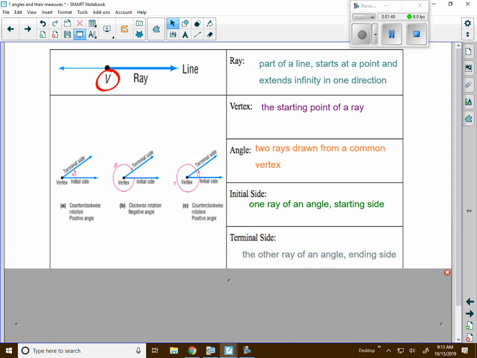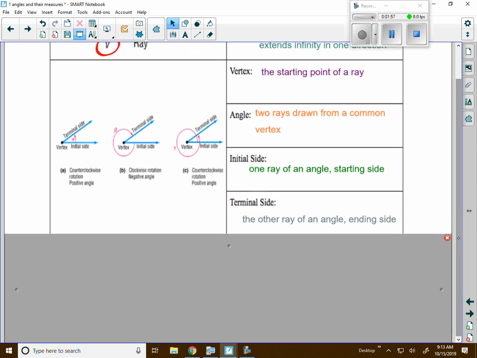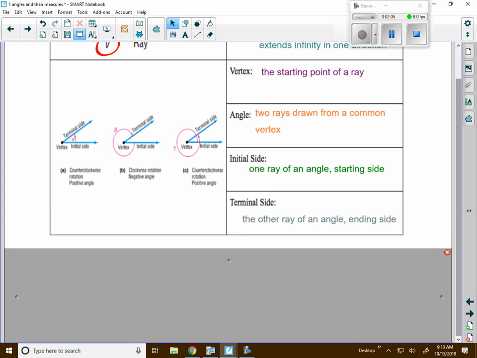The next two: we have initial sides of angles. Initial is just basically your starting side of your angle. And then you have something called the terminal side, which is the ending side of your angle. So initial is the first side of your angle. Terminal is the second.